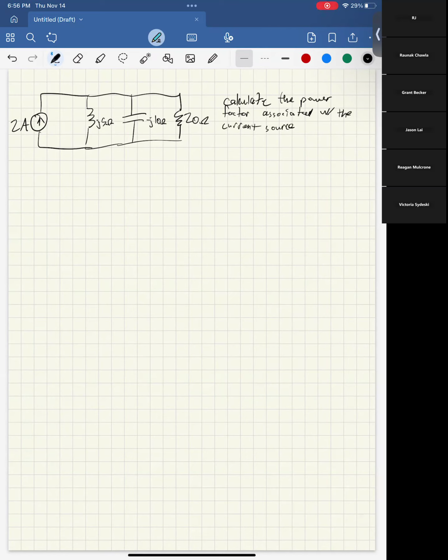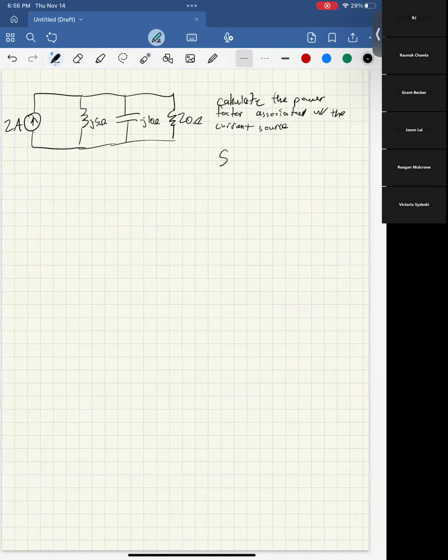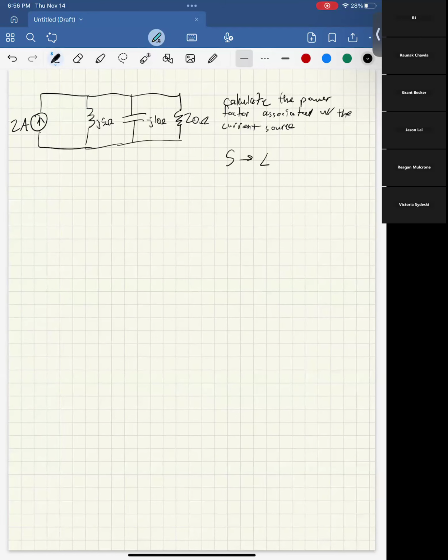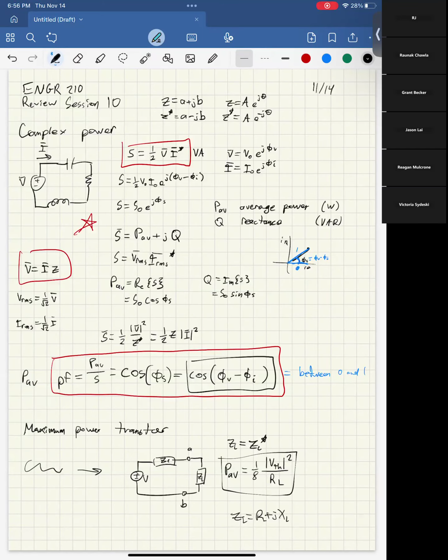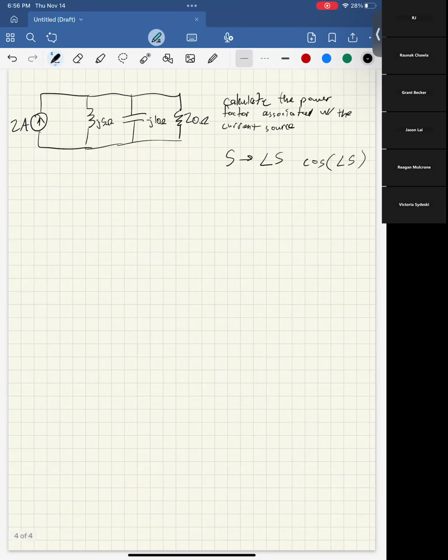So first off, what is this question actually asking? It's asking you basically to find S and then find the angle of S and then take the cosine of that. Alternatively, you find the voltage and the current and then take the cosine of the angle of the voltage minus the angle of the current. This is definitely the better way to do it.